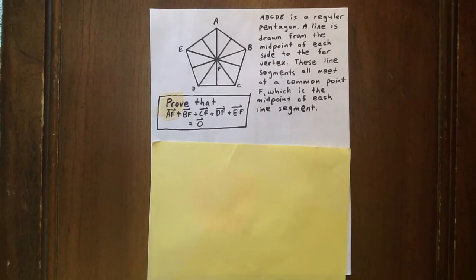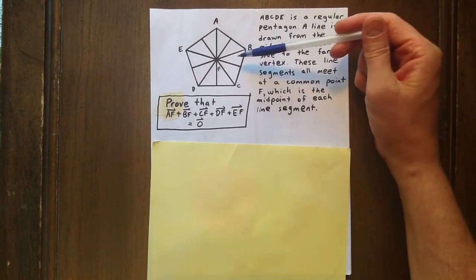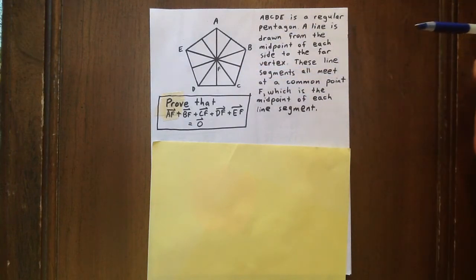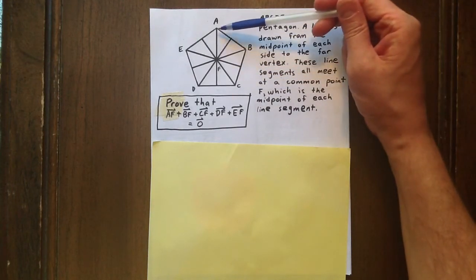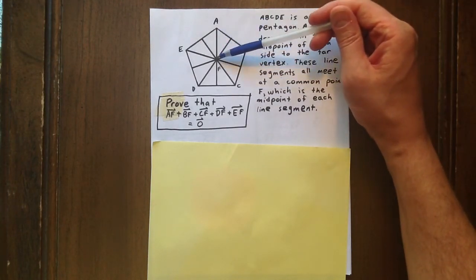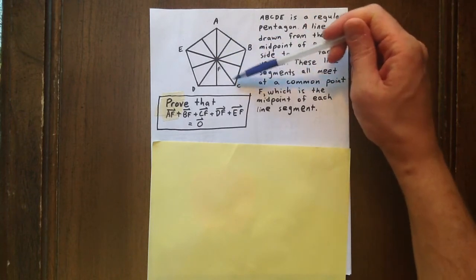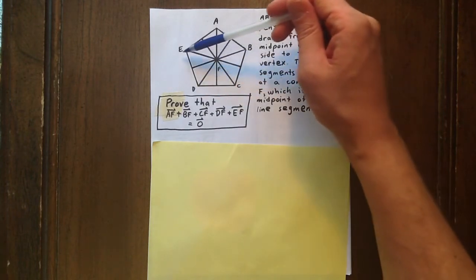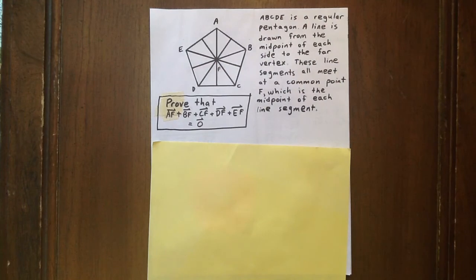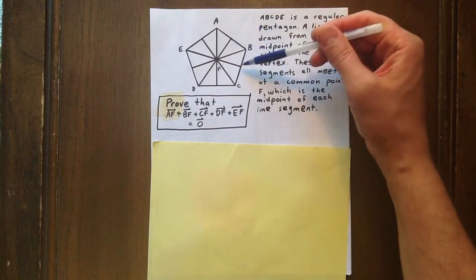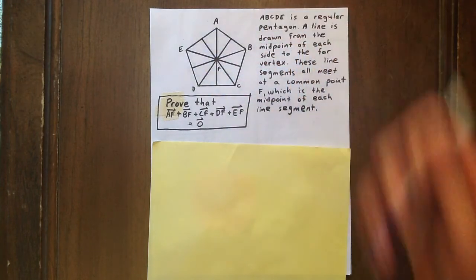Okay, this is a heck of a question here. We have a regular pentagon, and we want to imagine that in terms of adding vectors, if we added AF plus BF plus CF plus DF plus EF, that we would get the zero vector. Now the fact that these are all midpoints is going to help us out quite a bit.